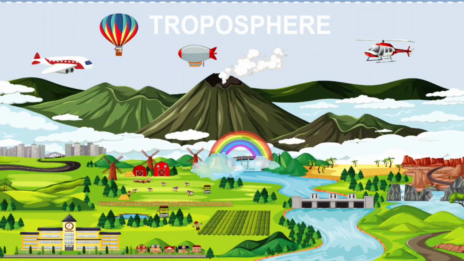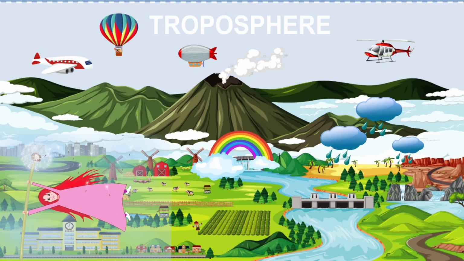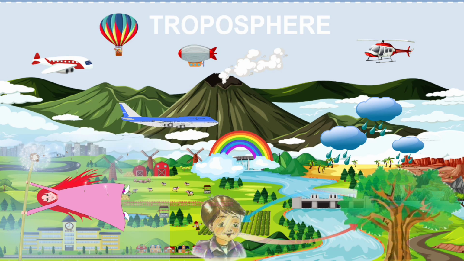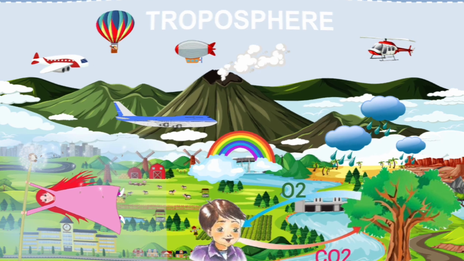In troposphere, all the weather happens. It's where clouds form, rain falls, and winds blow. Most of the aeroplanes fly in the troposphere. It acts like a protective blanket around Earth. It's a layer of atmosphere, where plants get carbon dioxide for photosynthesis, which produces oxygen for us. Without the troposphere, life wouldn't be possible.